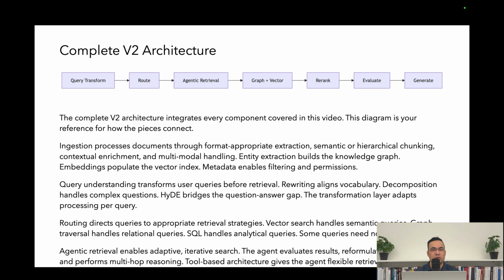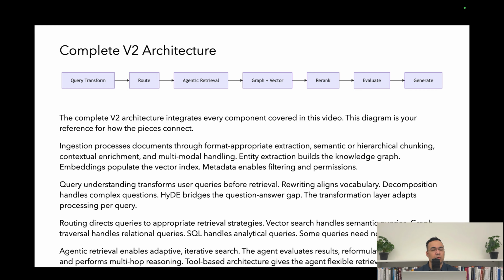Routing directs the queries to appropriate retrieval strategies: vector search, graph traversal, or SQL. Agentic retrieval enables adaptive, iterative search. The agent evaluates results, reformulates when needed, and performs multi-hop reasoning. Generation produces the answers from assembled context. Evaluation verifies faithfulness. Guardrails ensure safety.